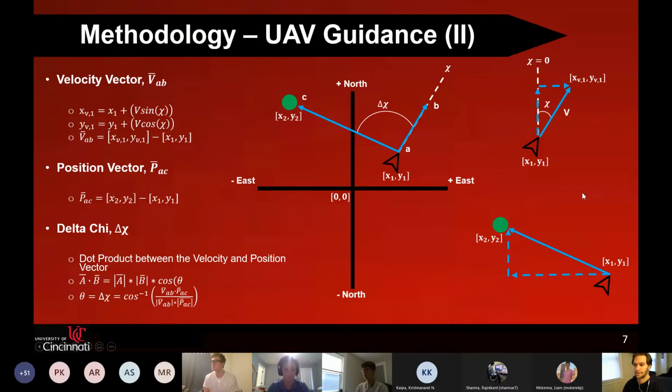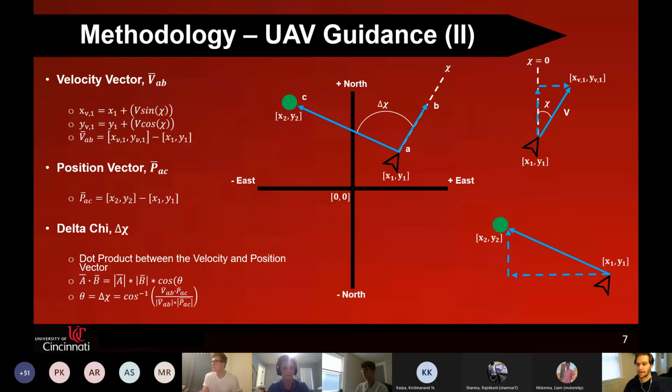For the velocity vector, you use the velocity that the UAV is flying at to get the magnitude, and then you find the x and y coordinates of the tip of that vector, and you can create that velocity vector by subtracting the coordinates from each other. The same way with the position vector, you take the 2 points that you already know and subtract them from each other to get the position vector. Now that you have those 2 vectors from the UAV, you can find the angle in between, which is the delta chi angle that you need, using the dot product between them.